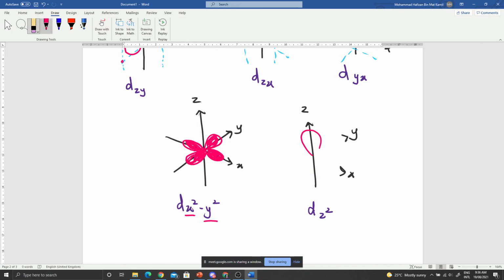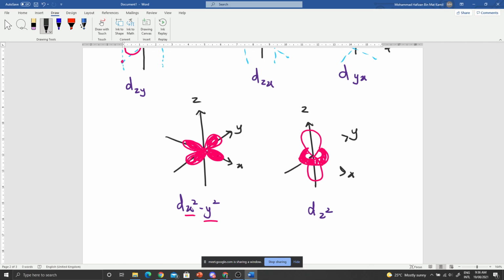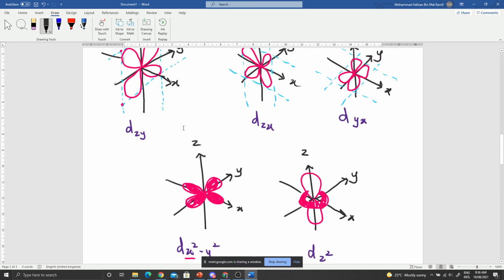Tak apalah, saya lukis dulu. So that is how we draw the axis lah, then dia punya orbitals. Okay, so this is the 5 orbitals yang you guys need to draw for D lah.